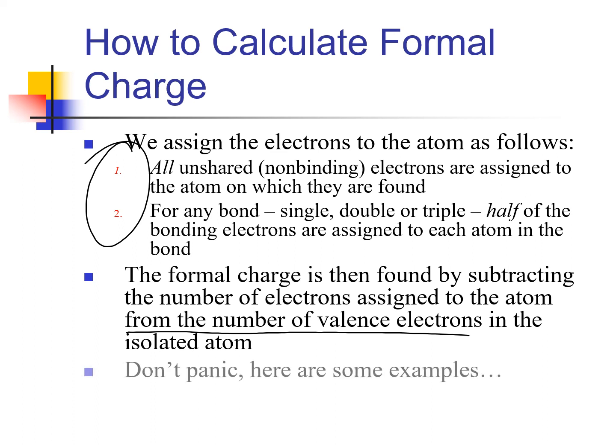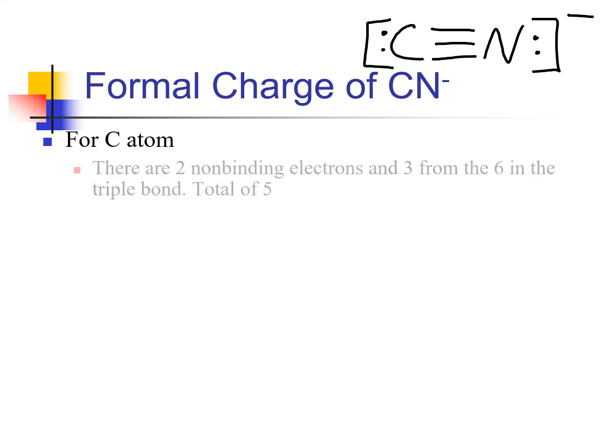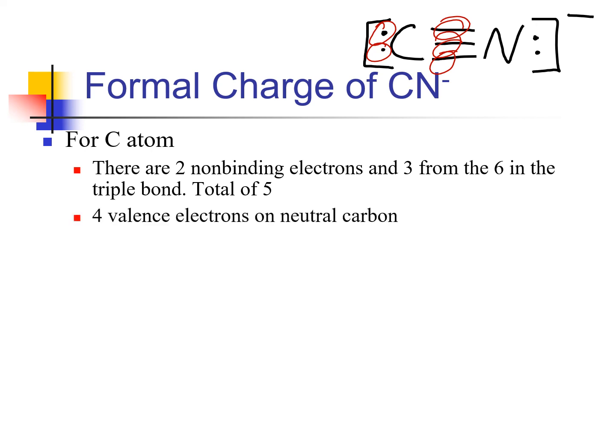So let's see how to calculate this, with some practice. We'll look at the cyanide ion. Let's say this is a potential Lewis structure for cyanide. Looking at that carbon atom, I see there are 2 non-binding electrons, so that's 1, 2. And then there's 1, 2, 3, 1 for each bond. So 2 plus 3 is 5. We're assigning 5 electrons to the carbon. Carbon has 4 valence electrons, so we do valence electrons minus the number we've assigned. 4 minus 5 equals -1.